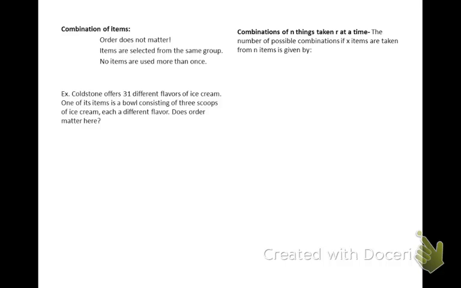For example, Cold Stone offers 31 different flavors of ice cream. One of its items is a bowl consisting of 3 scoops of ice cream, each a different flavor. Does the order matter here?